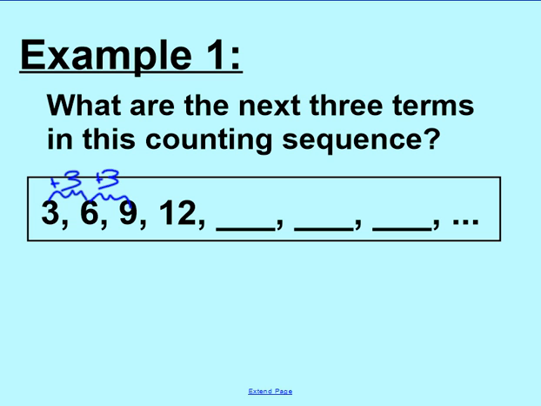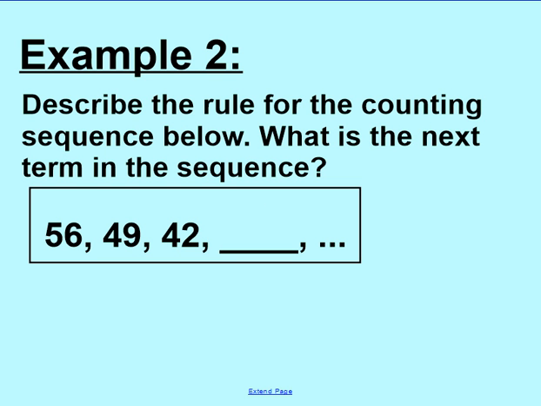So 12 plus 3 is 15. 15 plus 3 is 18, and 18 plus 3 is 21. So those are my next 3 terms in this counting sequence of 3's.